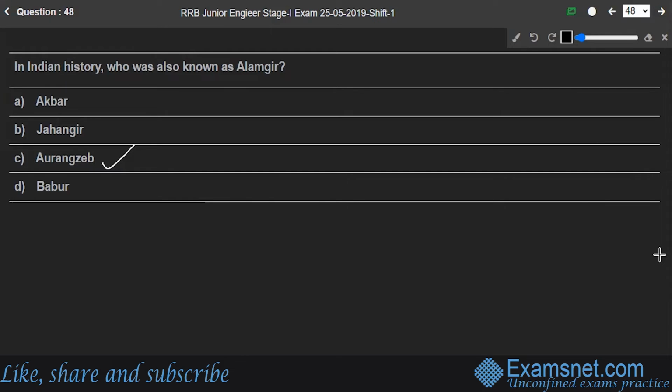See, Aurangzeb was also given the title of Alamgir. Alamgir means conqueror of the universe. And also Zindapir, the living saint. His policies were against the Hindu community. His reign proved to be very fatal to the Mughal Empire in India, and after him, it diminished very sharply. So we have option C as the right answer.